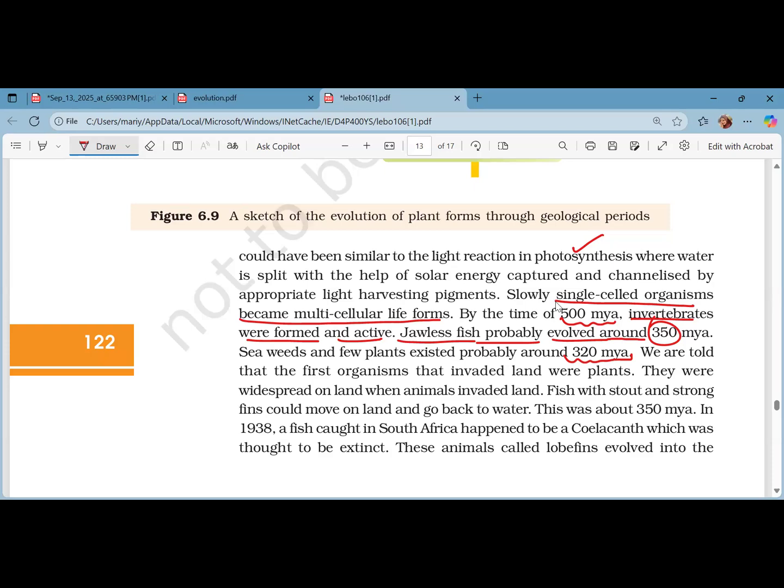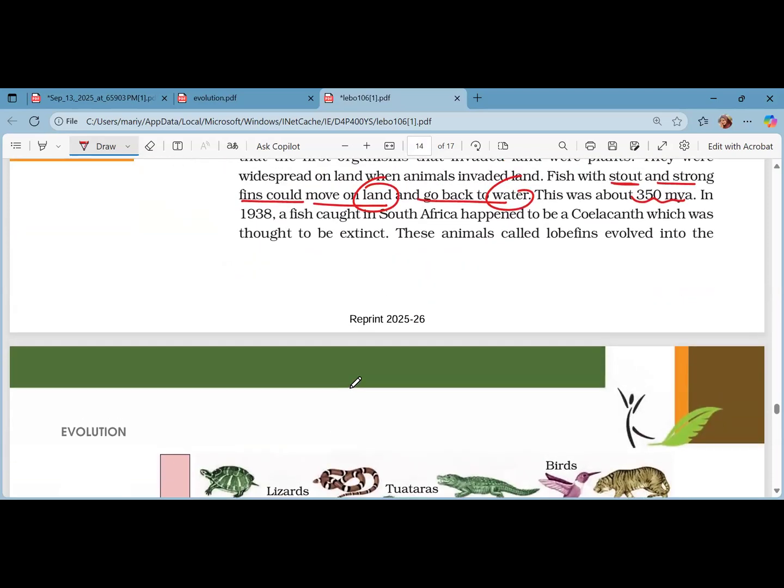Right? Fish with stout and strong fins could move on land and could go back into the water as well. It had a dual quality. This was about 350 million years ago. In the year 1938, this is important to remember, this is a documented fact, a fish was caught in South Africa that was a coelacanth, which was thought to be extinct. Like it was thought that this doesn't exist anymore, but it was found in 1938.